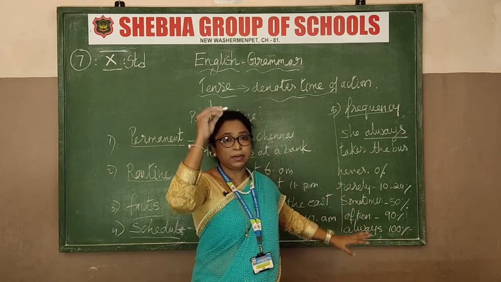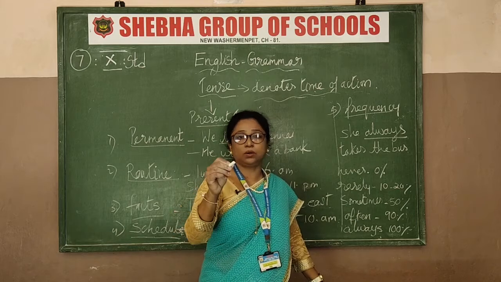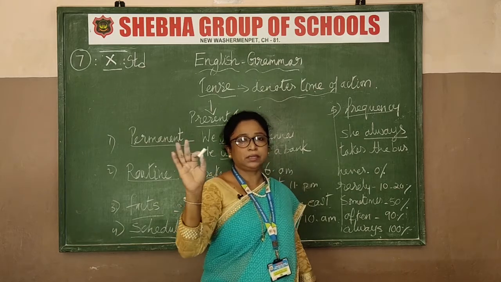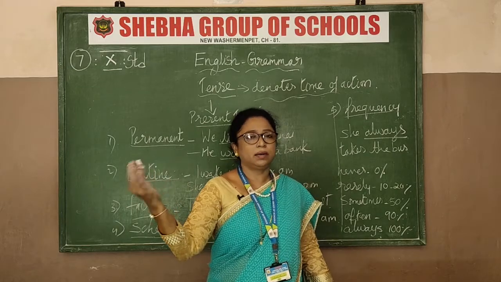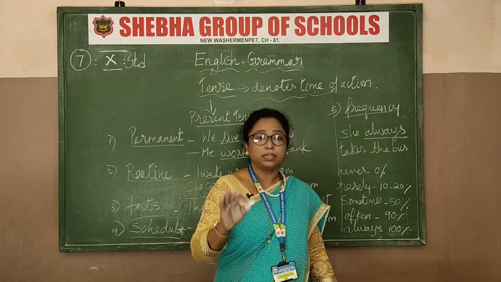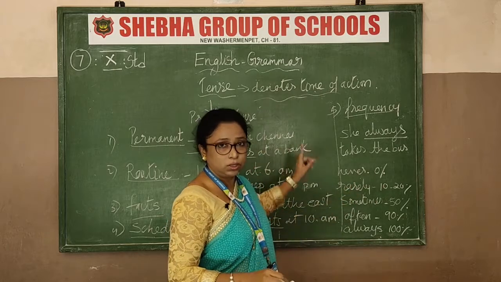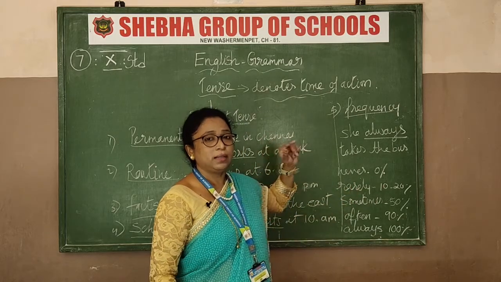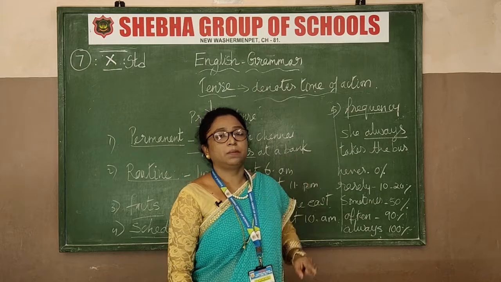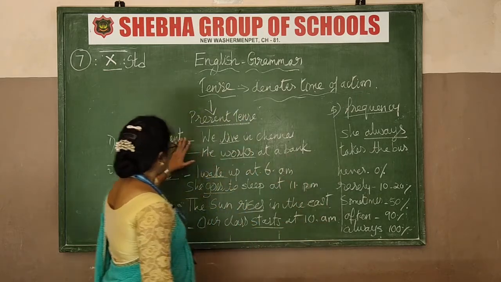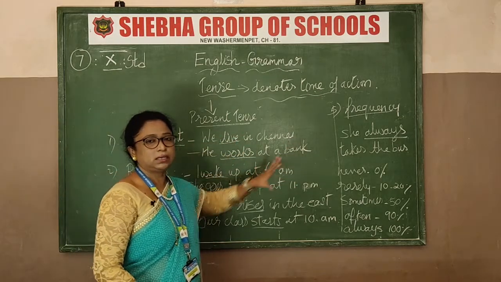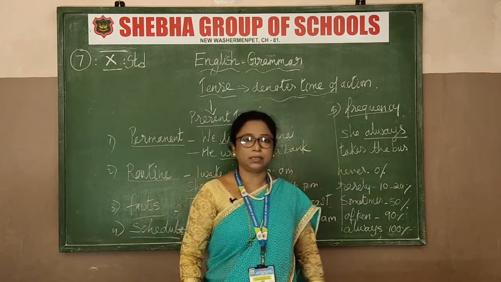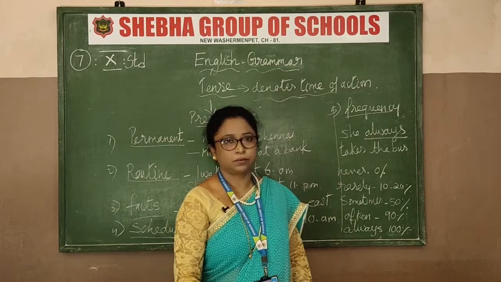Got this now? In present tense itself, so many things are there that you did not know before. You just learnt present tense as is, are, and that's all. Then you add s to the verb, that's what you have done. This you have not heard. So this also is the way in which you will use present tense. Got this now? See there: permanent, routine, facts, schedule and frequency. These are the places where you have to use present tense.